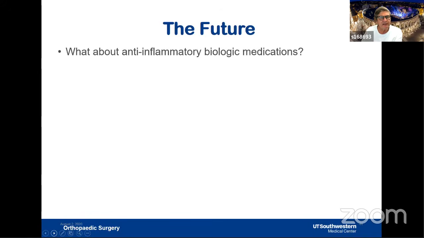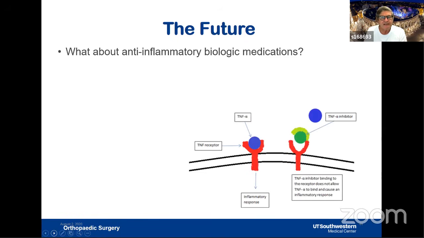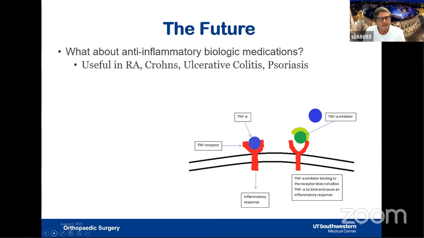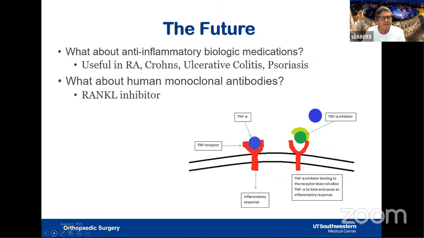So the future, I think, what about anti-inflammatory medications? We know that we use them for rheumatoid arthritis, and they're TNF-alpha inhibitors. They're very, very great against inflammation. They're useful in things like rheumatoid arthritis, Crohn's, ulcerative colitis, psoriasis. Is that a possibility, that we have this acute inflammatory problem? Can we treat it with a TNF-alpha inhibitor? What about human monoclonal antibodies? That's a possibility. The RANKL inhibitor is actually used in something like cancer treatment.